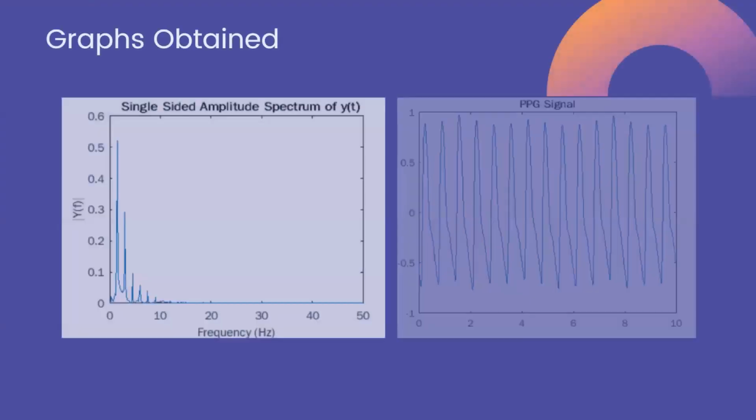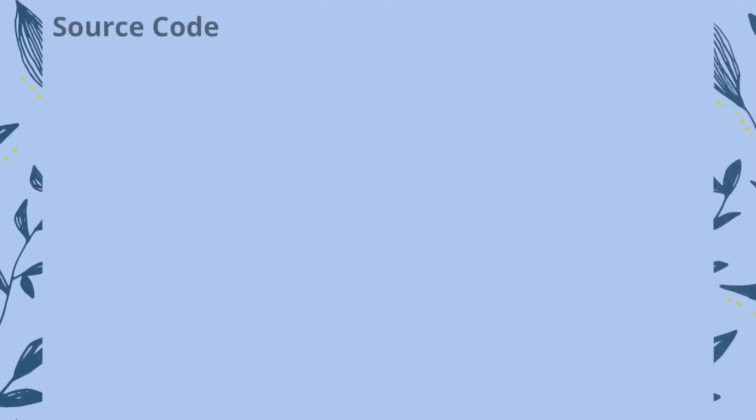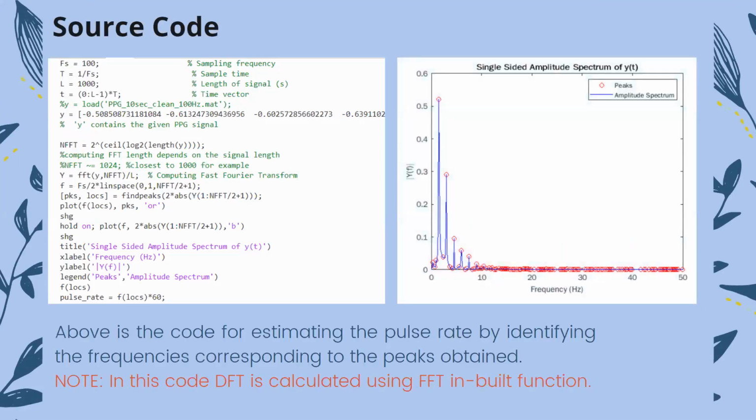So here we can see the graphs obtained. The first graph is the plot of the FFT spectrum of the PPG signal, and second is the plot of the PPG signal. Now we will use peak detection for finding the corresponding frequencies to estimate the pulse rate. For this, we have used the inbuilt function find peaks to plot peaks in the graph, and frequencies are recorded in f logs. And finally, to calculate pulse rate, we multiply the corresponding frequencies with 60 to get beats per minute.